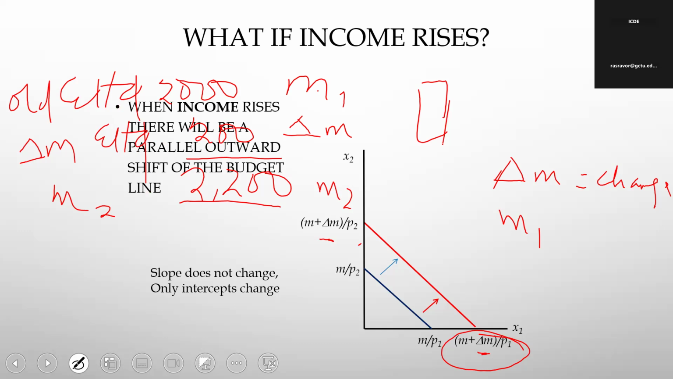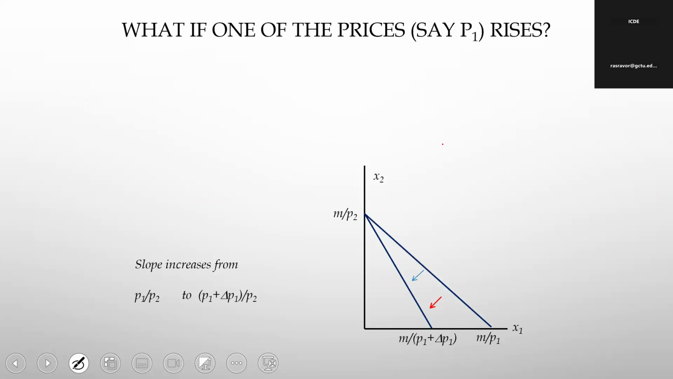When income rises, there will be a parallel. Of course, I've talked about that. And then the next thing is, what if one of the prices, say P1, rises? I've tried to explain that when P1 rises, price has increased, so you see that there's always a change. When price increases, that particular good becomes expensive, so you reduce the consumption.